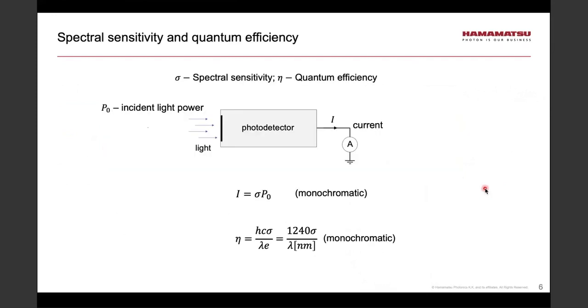So what is a photodetector? Broadly speaking, a photodetector is a light-driven current source. What we see here is a generic photodetector which is illuminated by light with a certain incident light power.